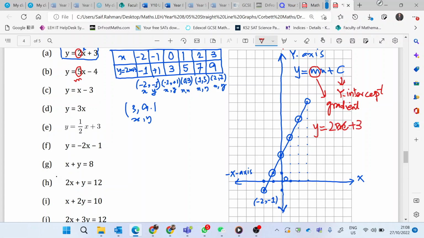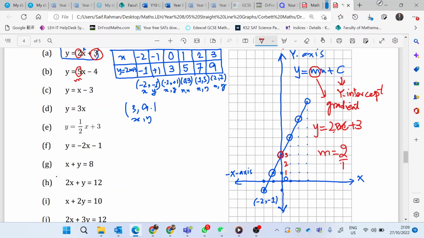So at 3 on the y-axis, this line is crossing at point 3. So you can see this line is 1, 2, and 3. So on the y-axis at 3, in this equation here, you can see it's crossing the y-axis and its m is 2. So its gradient is 2.